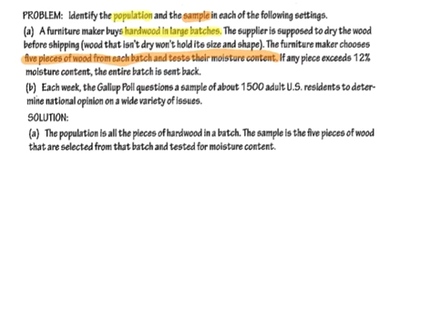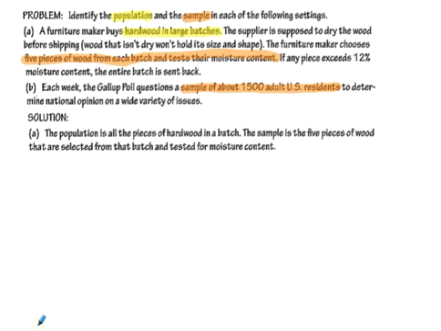For your second example, it says each week the Gallup poll questions a sample of about 1,500 adult U.S. residents to determine national opinion on a wide variety of issues. I'm actually going to start with the sample on this one, because it gives you a hint: a sample of about 1,500 adult U.S. residents. It tells you I'm taking part of them, and that's the 1,500 adult U.S. residents. Finding the population from that question might be a little bit more difficult.